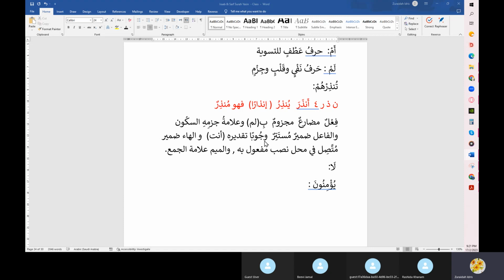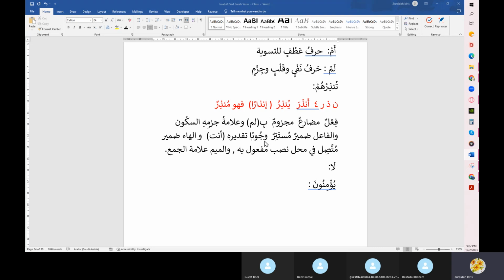We always say that hal and tamyiz are mansub, and it comes after a sentence that is complete. There is also another type of maf'ul that is mansub, all maf'uls are mansub, of course, that also comes after a sentence that is complete. And it has three functions. This one is a maf'ul. But what type of maf'ul are we looking at?